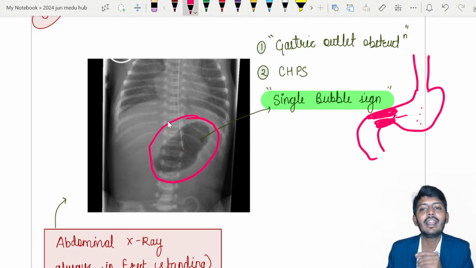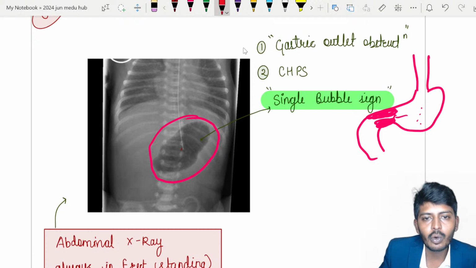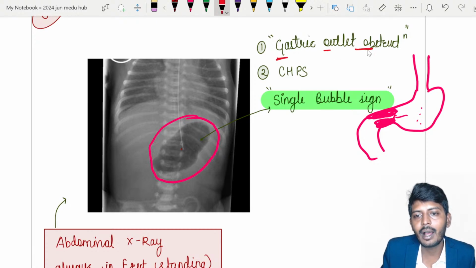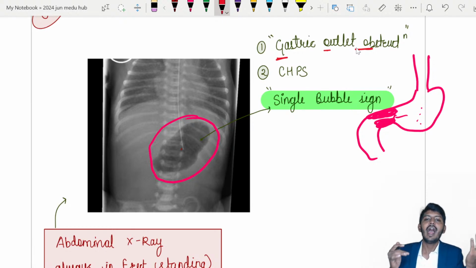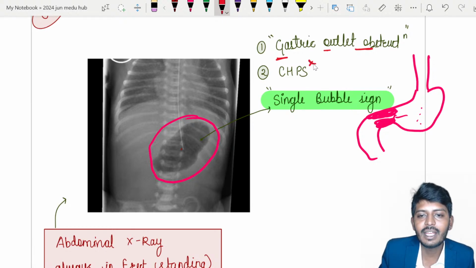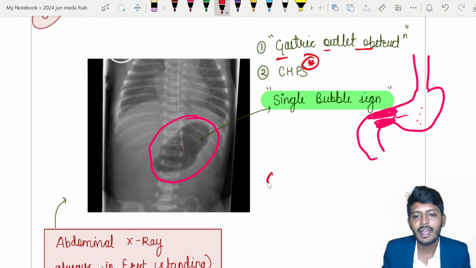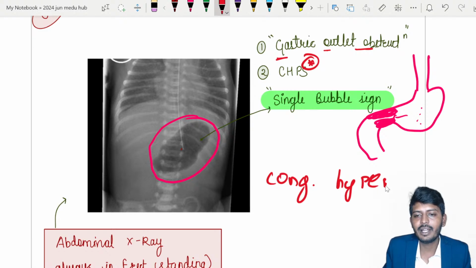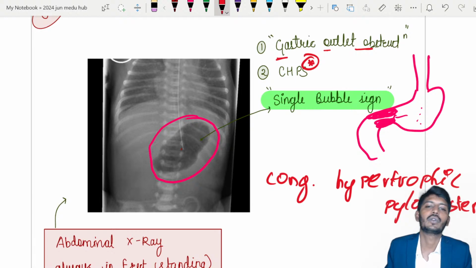If you notice here, we are finding one bubble, which we call the single bubble sign. Very important, frequently asked question: single bubble sign is seen with what? One is gastric outlet obstruction, GOO. And it can also be caused as a result of CHPS. What is this CHPS? Congenital hypertrophic pyloric stenosis. Congenital hypertrophic pyloric stenosis will also create a single bubble appearance.